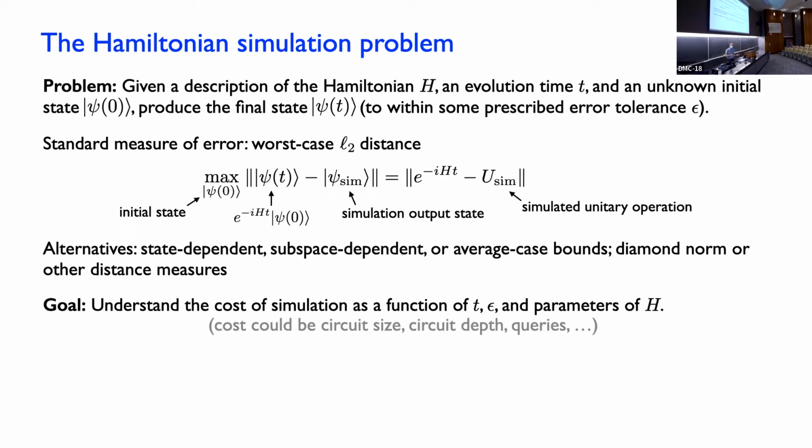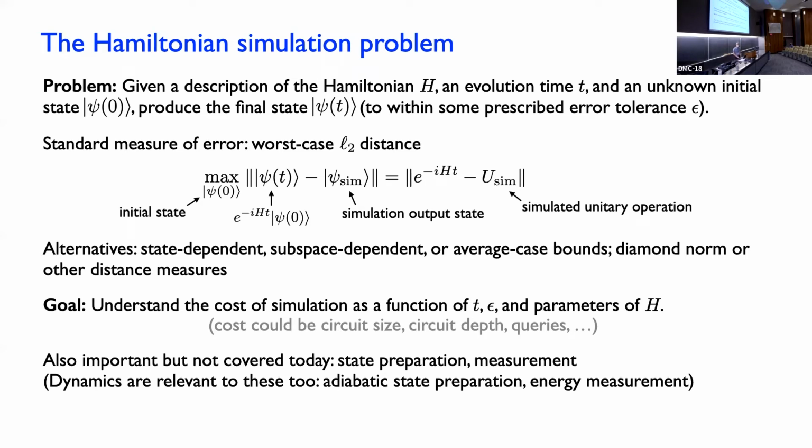And when we say cost, there are different things we could think about. For the most part, we're going to think about circuit size. So how many gates are there in the circuit? But we can also think about circuit depth. So how much time does it take to implement the circuit if we allow doing gates in parallel when they act on different parts of the computer. We can talk about query complexity, and actually we will talk about that when we talk about query models for Hamiltonian simulation. So again, there are various measures you can use of the cost of your simulation.